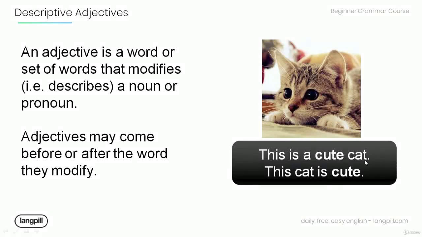This is a cute cat. The adjective cute describes the noun cat, and it comes before the noun. And in this sentence, this cat is cute. Again, the adjective cute modifies or describes the noun cat, but it comes after the noun.